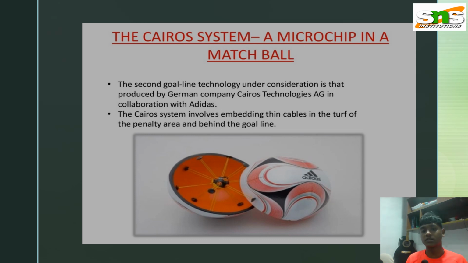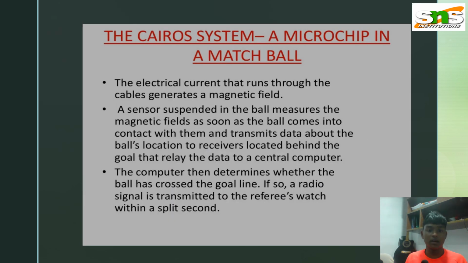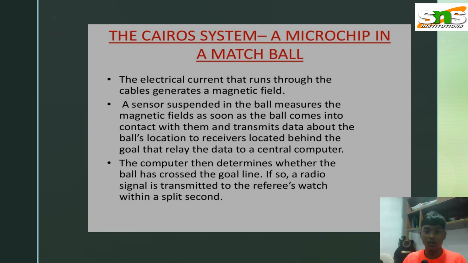Next up we have the Keras system, which is a microchip placed inside a ball. A German company called Keras Technology has developed this in collaboration with Adidas. If you play football, you know Adidas. It's a very big company, and it sponsors most of the things with football. It contains a microchip inside the ball and a few wires running through the goalpost. These cables generate a magnetic field, which is sent through computers, which can determine whether the ball has crossed the line, whether it's a goal, or whether there is no goal.